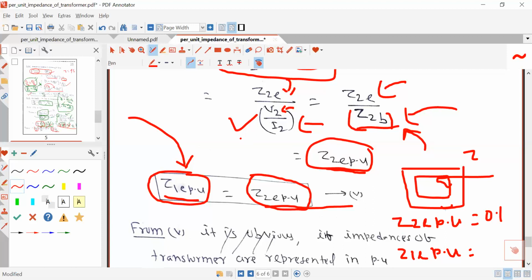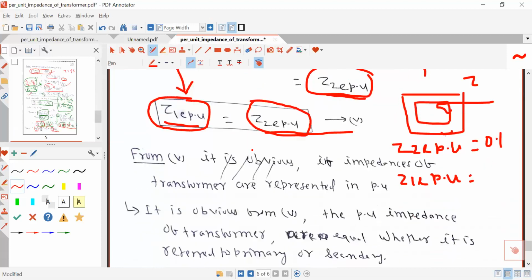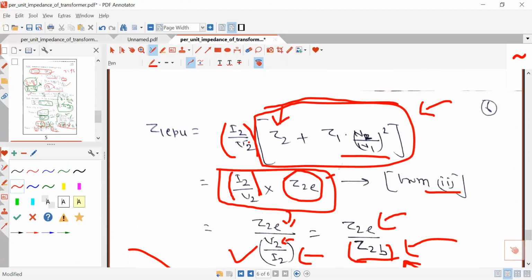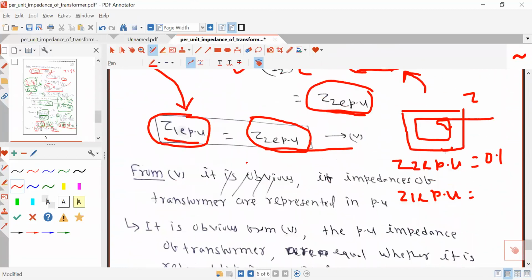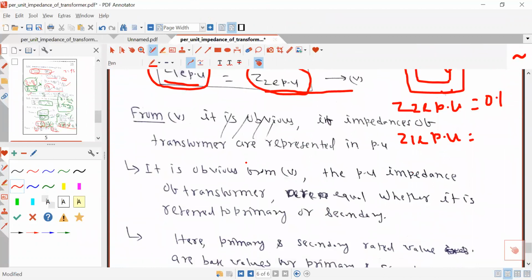First, without the knowledge of any turn ratio, you can determine the total impedance of the transformer. And second, in the per unit system, the total impedance referred to the primary will be equal to the total impedance referred to the secondary. But you must remember here, the base value must be considered from the rating of the machine. The base value for the primary side is V1 and I1, its rated value, and the base value for the secondary side is V2 and I2, also its rated value.